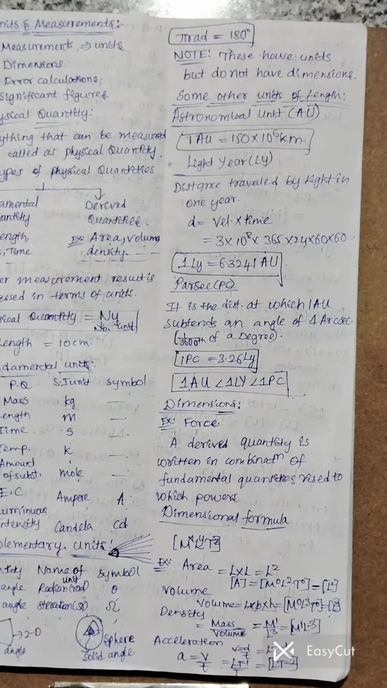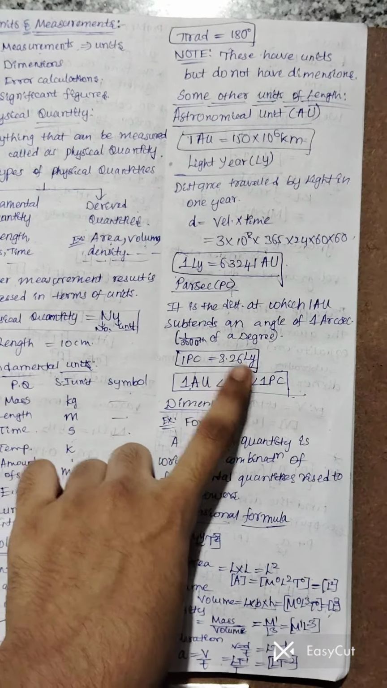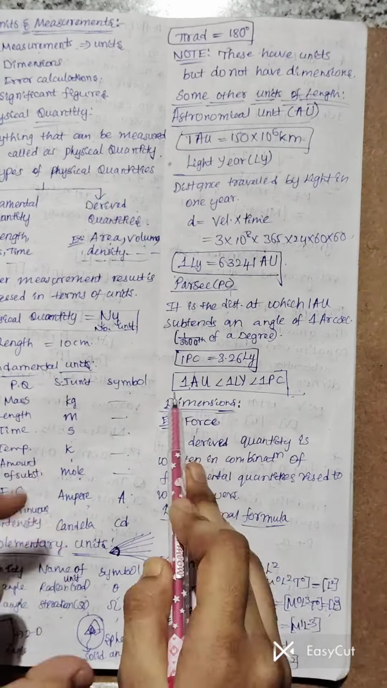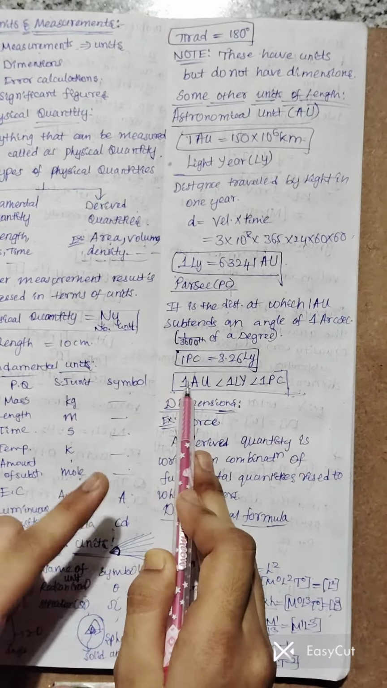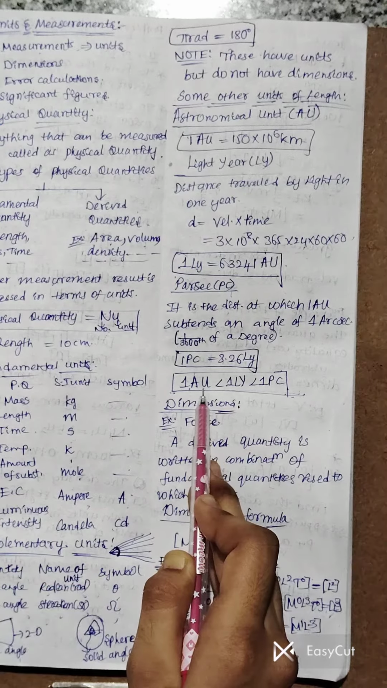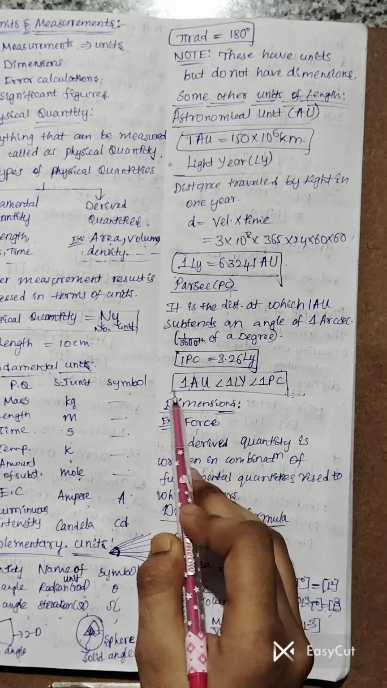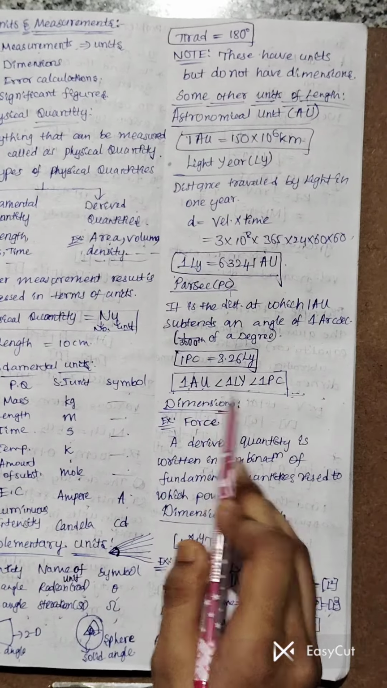And coming to parsec, you just simply remember this value. 1 parsec is equal to 3.26 light year. And regarding this, few questions were asked previously. You have to remember this order. 1 astronomical unit is less than 1 light year, which is less than 1 parsec. You just remember it as alpha. This is just a trick to remember.